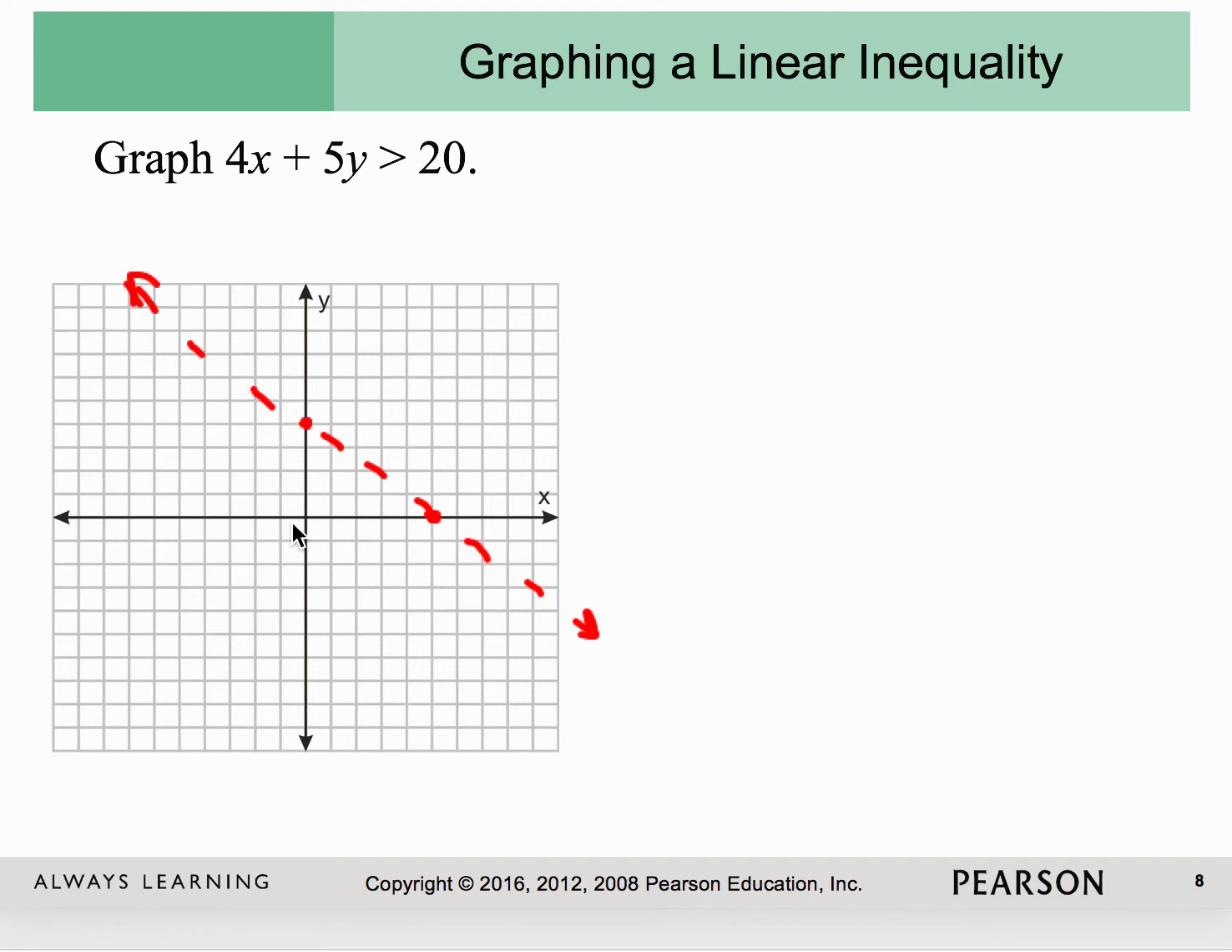And then decide which side to shade. Let's pick 0, 0. 4 times 0 would be 0. 5 times 0 is 0. 0 plus 0. So here's my question. That's why 0 is the great point to pick. Is 0 bigger than 20? No. Do not shade that side then. Shade the other side.